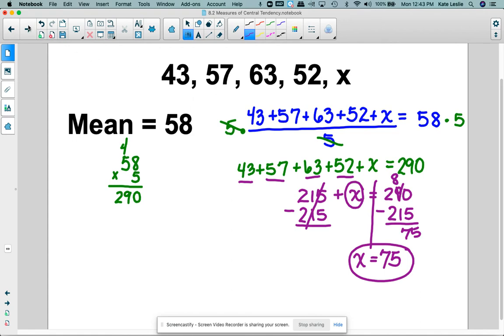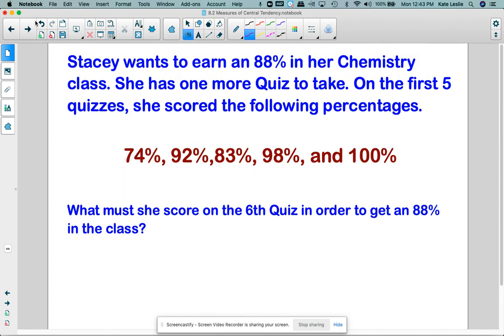Let's try one more problem. All right, this is more of a real life example. This might be helpful for you. This is about Stacy. She wants to earn an 88% in her chemistry class, which would be her average. So she has one more quiz that she needs to take. On the first 5 quizzes, these are her scores. What must she score on the 6th quiz in order to get an 88% in the class?